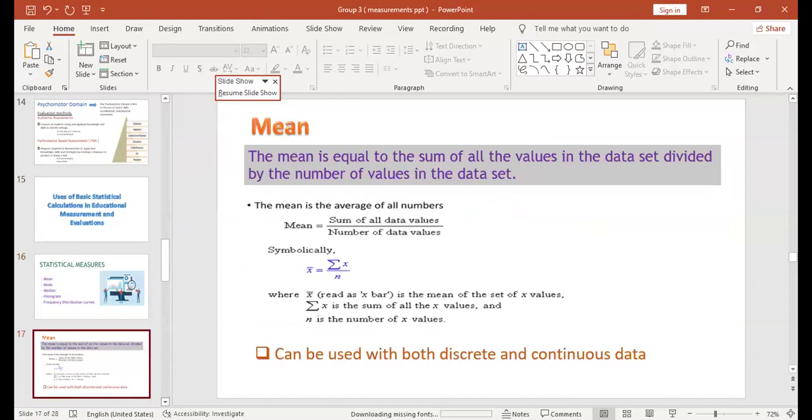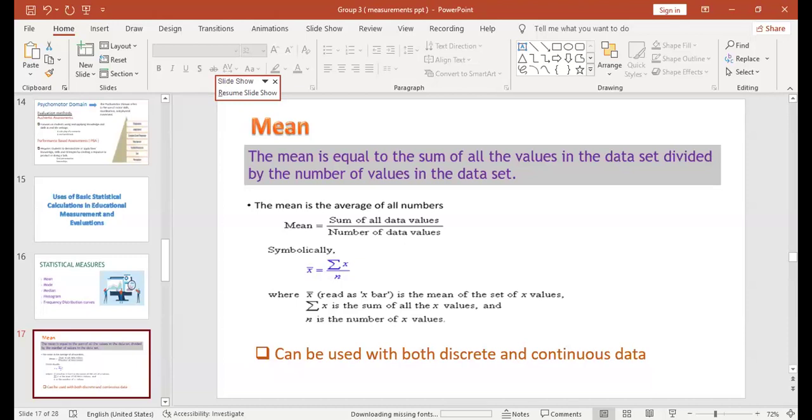Mean. The mean is equal to the sum of all the values in the data set divided by the number of values in the data set. The mean is the average of all numbers. Mean is equal to the sum of all data values divided by the number of data values.